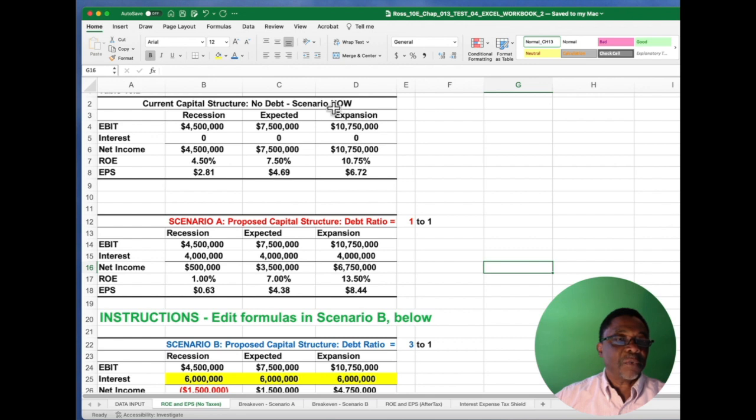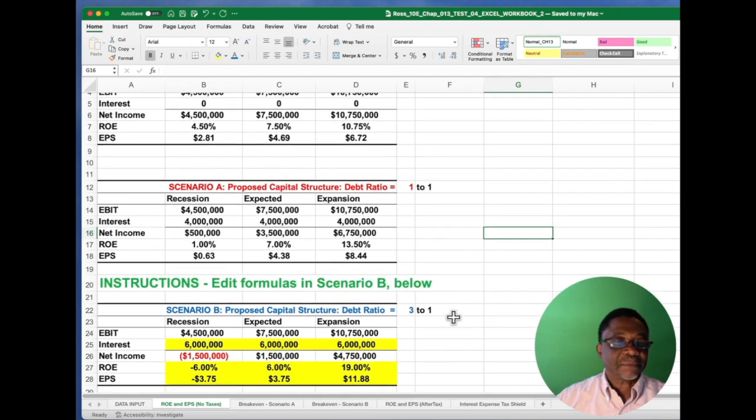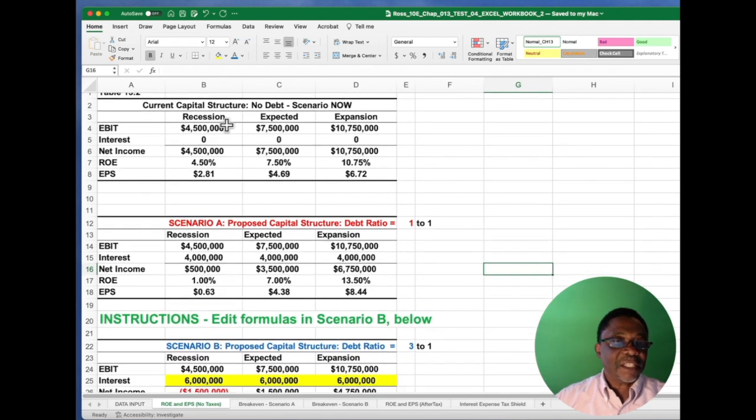The scenario with no debt, scenario A with a debt to equity ratio of 1:1, and scenario B with a debt to equity ratio of 3:1. So again, this reports results. So you would go to this worksheet if you were working on a problem where we're not considering any taxes, we're not taxing the firm, and you want to understand how leverage impacts return on equity and earnings per share.